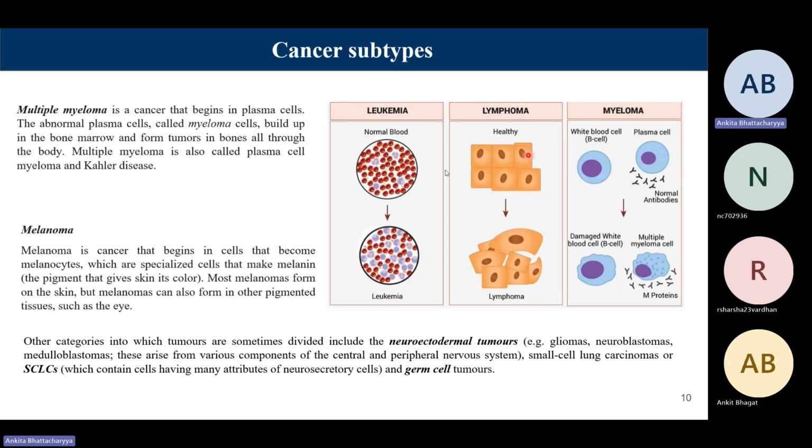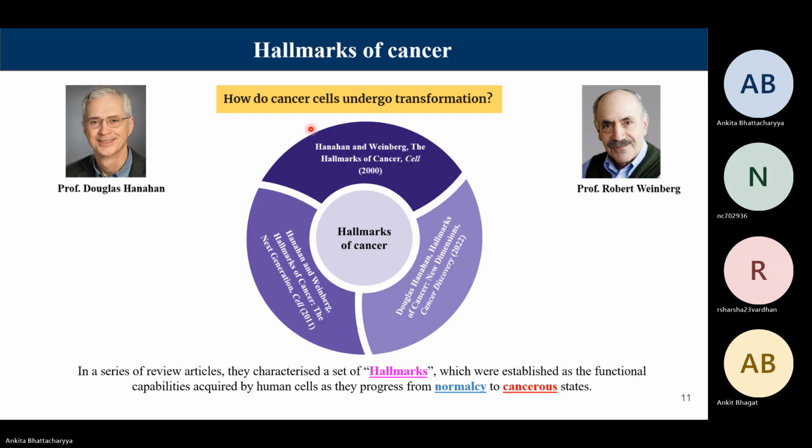Apart from that, we had mentioned that there are other types of cancers as well, like neuroectodermal cancers, including gliomas, neuroblastomas, medulloblastomas, etc., which arise from various CNS and PNS components, and germ cell tumors as well. Then we moved on to the hallmarks of cancer. Now, before we go into that, if there were any queries, please let me know from any part on this.